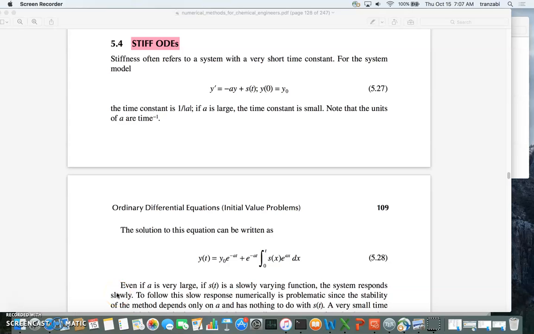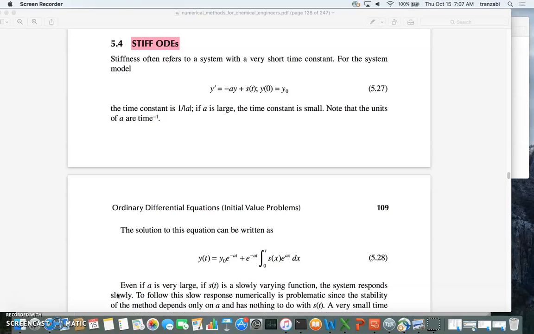Welcome back to CH205. In this video, I'll be talking about stiff ordinary differential equations, section 5.4 on page 108 of the textbook. So let's first understand what a stiff method or stiff ODE is. If you have a problem with two requirements on delta t that are vastly different, then the problem is called stiff.